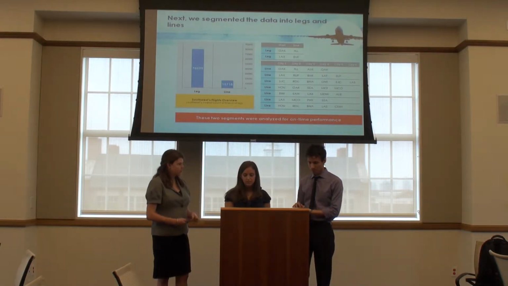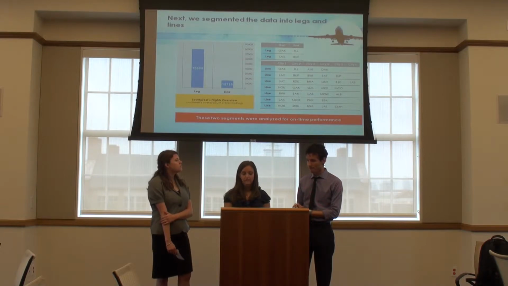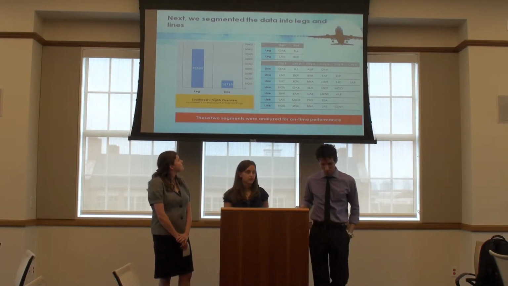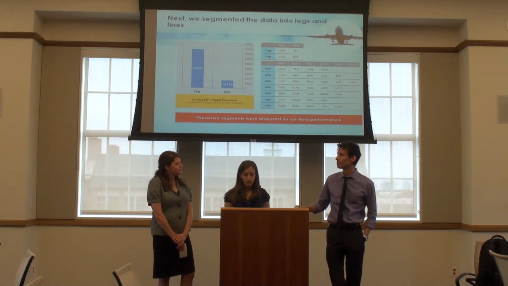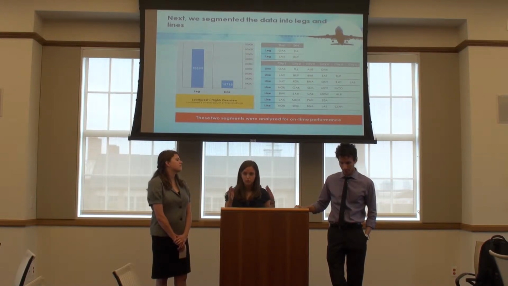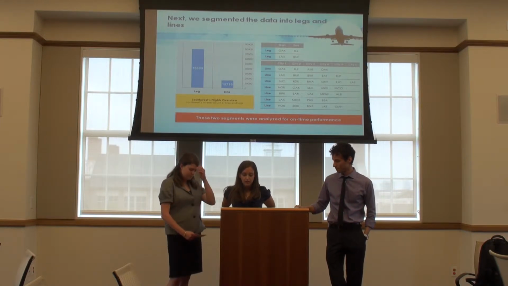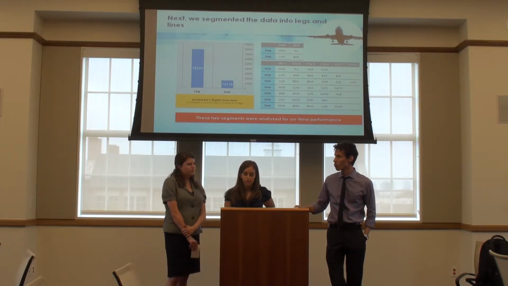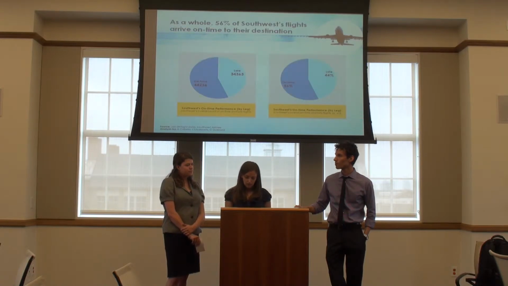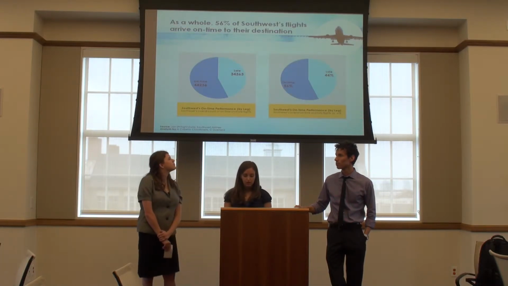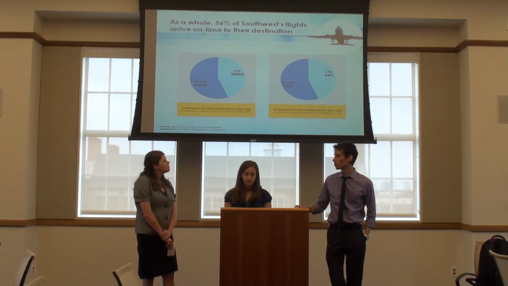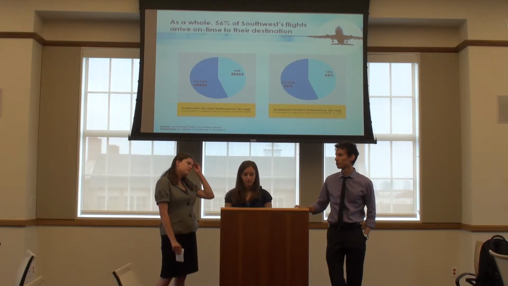We took the data and separated it into two segments, line data and leg data. A leg is defined as starting at one origin, going on to the destination, and ending there, whereas a line is described as multiple legs in one day's worth of flying. We found that there were 78,000 legs, which made up 15,000 lines, and we use these segments to analyze on-time performance. 56% of Southwest flights are on time, and the stat can be used to compare Southwest to other airlines as well as gauge customer satisfaction.